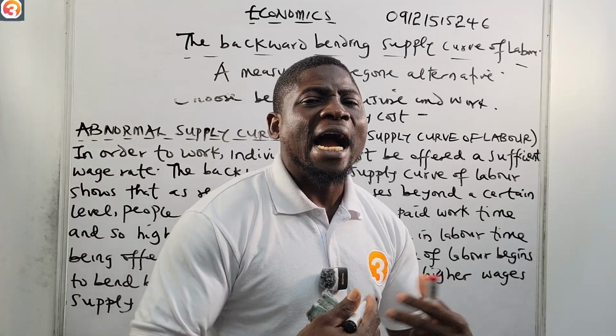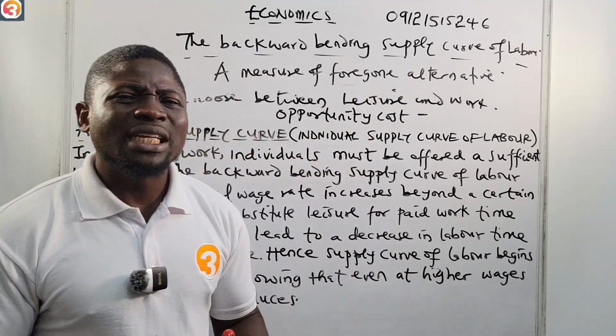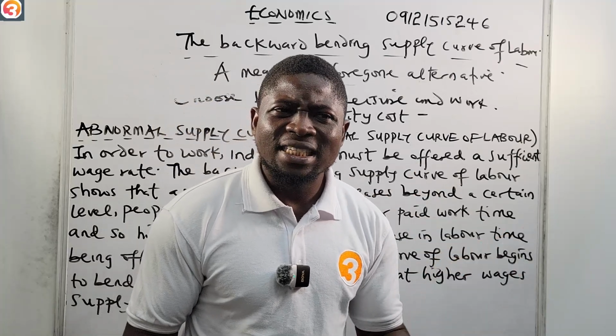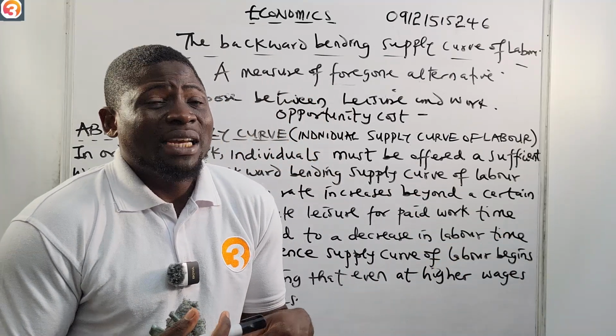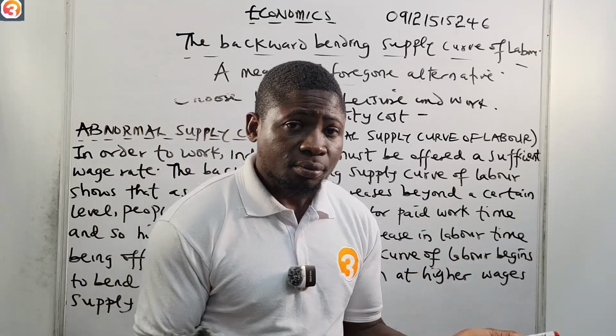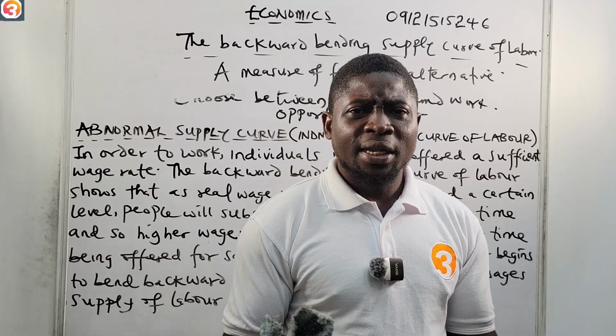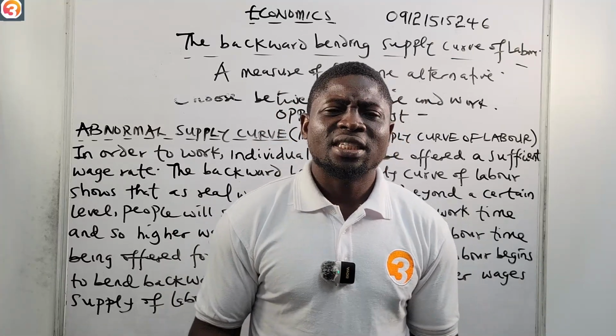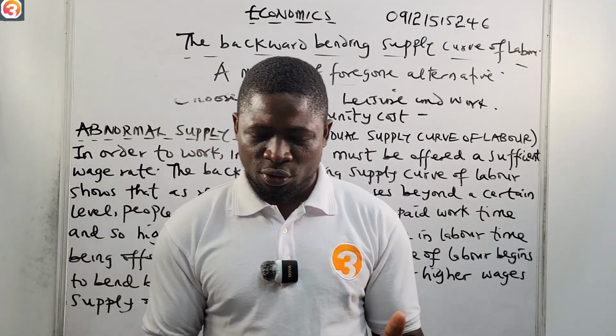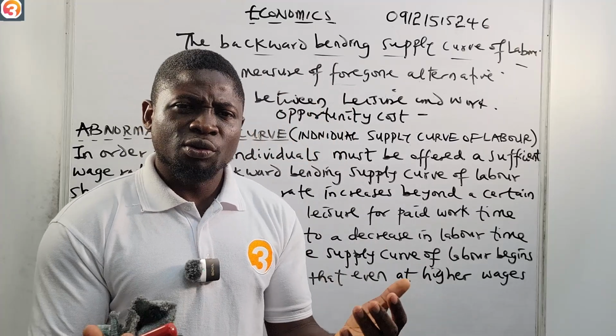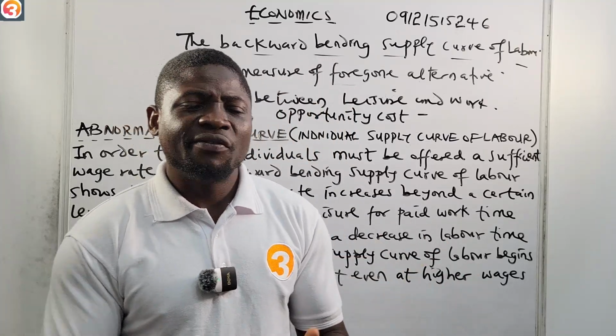Okay, if they are working per hour, you see that they will tend to want to work more. Let's say you can work as many hours as you want. For example, you are in a company, in a factory. They say you can work as many hours as you want. Maybe you were working 5 hours before to earn 50,000.